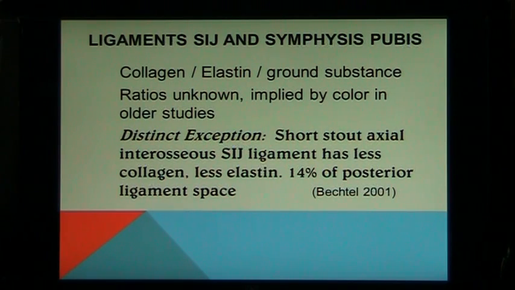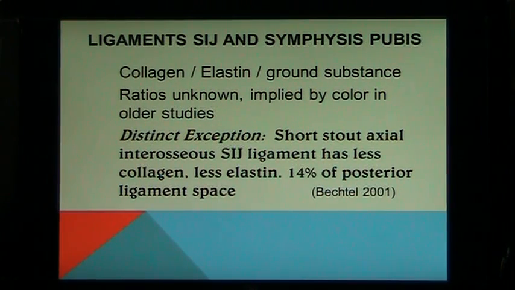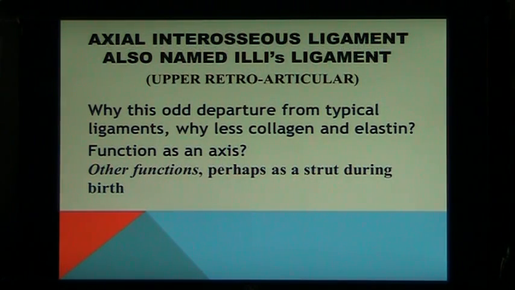And it's a rather stout critter in that it occupies 14% of the posterior ligament space of the SI joint, which is very vast. I mean, there's an awful lot of real estate there for ligaments. If you were to look at the tuberosities on the sacrum behind the joint margin, behind the hyaline cartilage, and the same thing on the ilium. So it's also called Illy's ligament. It's in the upper part of the joint. It's behind the joint. Ligament, of course, connects sacrum to ilium.